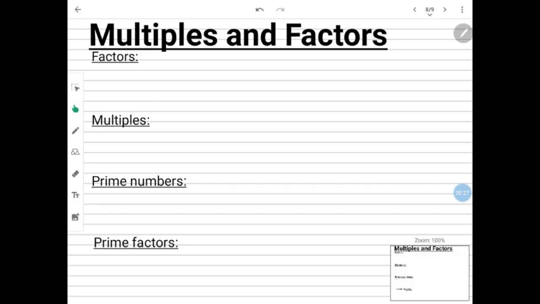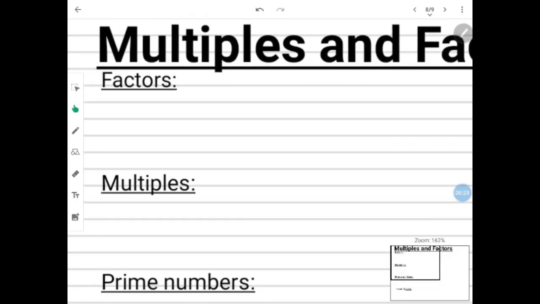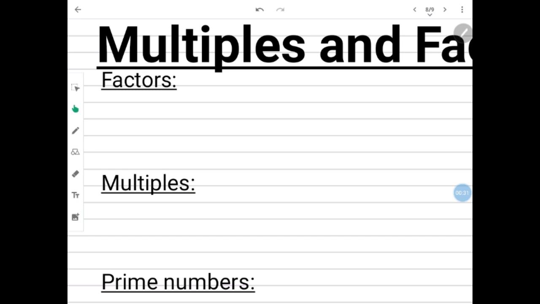Right, what is a factor? The definitions for all of these four are on page 11 in your textbook. There's other definitions as well that you can look at. So you can look at the definitions on page 11. Right, so a factor is a number that divides exactly into another number. A factor is a number that divides exactly into another number.